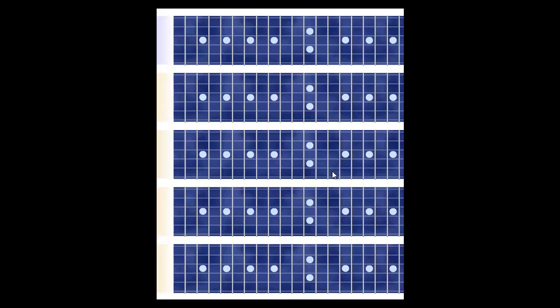Out of the 12 keys for the Aeolian Mode 6, the only key that has all natural notes or tones is the key of A. The Aeolian is also known as A minor, natural minor, or pure minor.